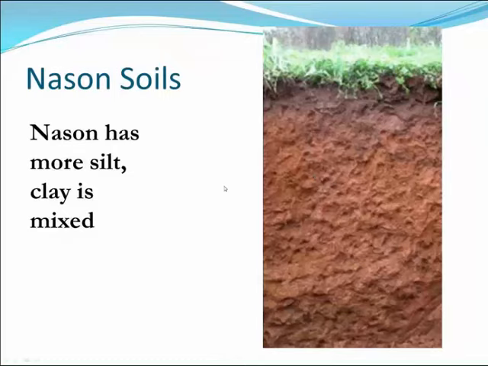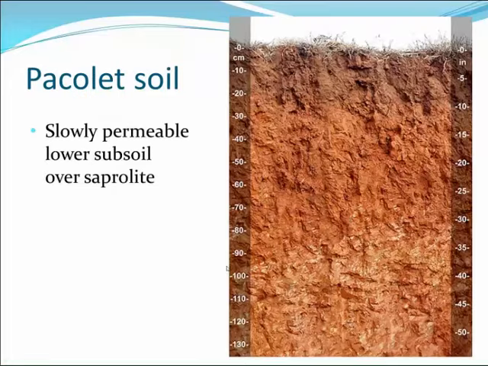This is a gneiss soil. It has much more silt and less clay than the Cecil and the Appling. This is the Pacolet soil, and the difference between it and the Cecil is that it has saprolite that comes in closer to the surface, as shallow as 30 inches here.